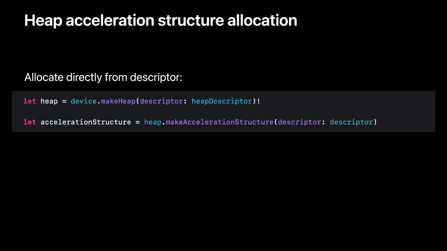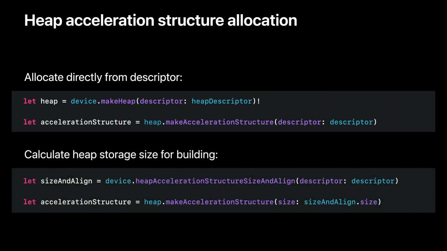You can directly allocate an acceleration structure by calling a method on a heap that takes the acceleration structure descriptor as the input. If you are not allocating using the descriptor, the Metal device determines the size and alignment requirement for allocating the acceleration structure from a heap. You can get this information from the Metal device by providing the descriptor or acceleration structure size. Once the final size is determined, you can allocate the acceleration structure from the heap.